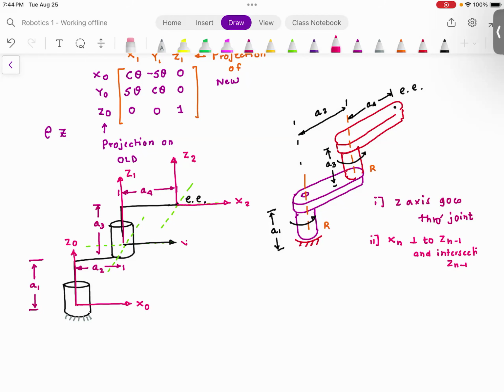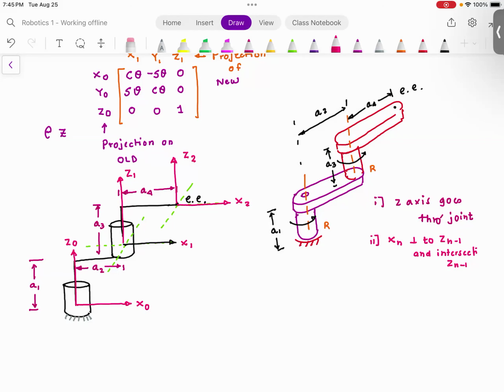x2 and x1. Once again, let me explain. x0 can be anywhere. Why? Because there is no other z-axis before z0. So x0 could be anywhere.